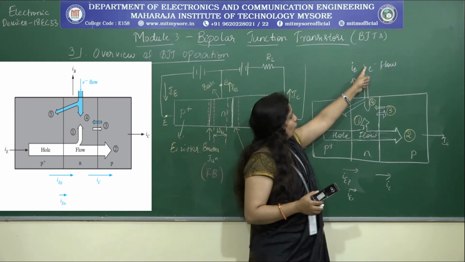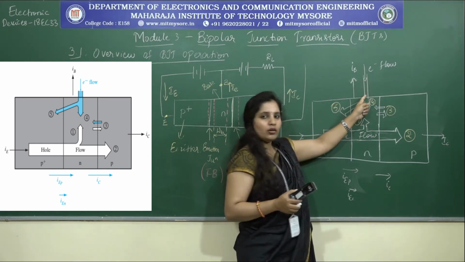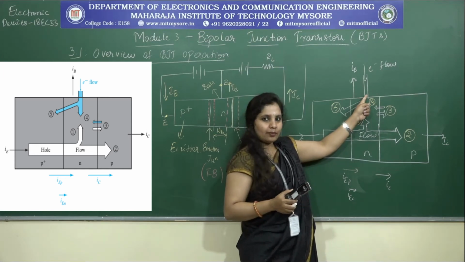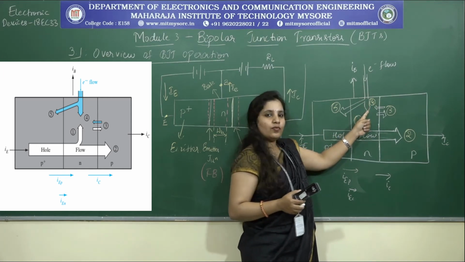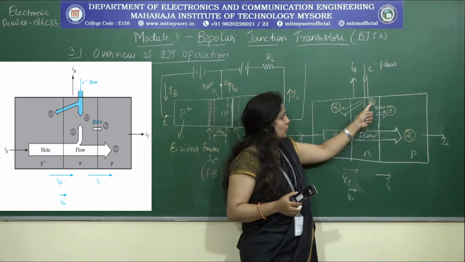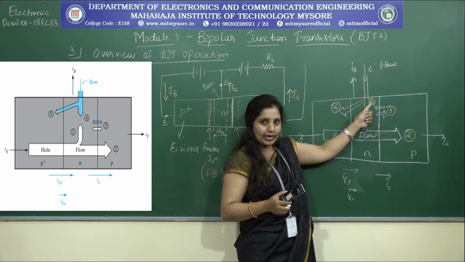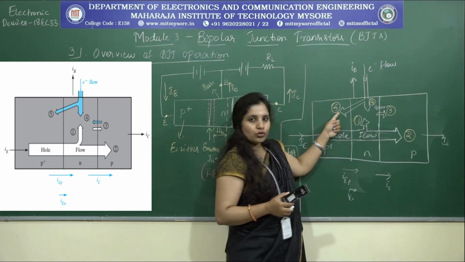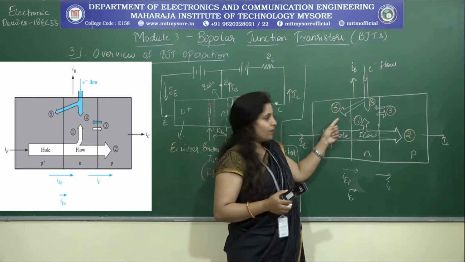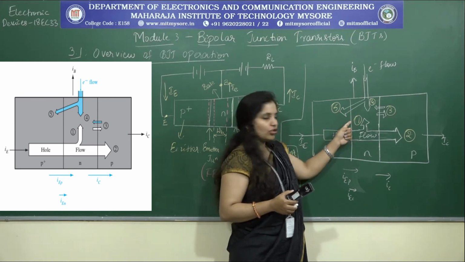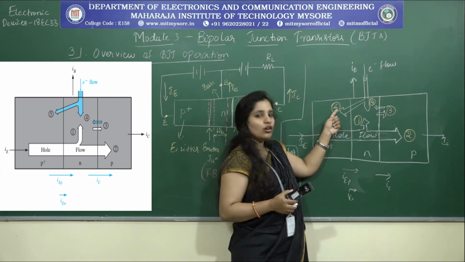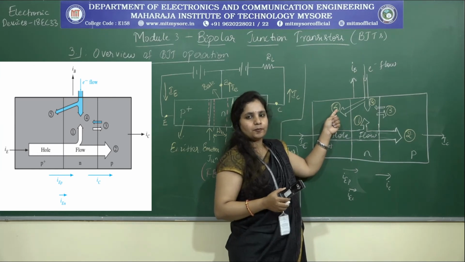So that electron flow is what I am trying to show here from the external circuit. Out of these electrons that I am receiving, a few will come into the N region, which results in the fourth component of the current, and a few of these electrons again try to diffuse into the P plus region because this junction is forward biased. That diffusion current that I can see is what is represented as the fifth component in the current.